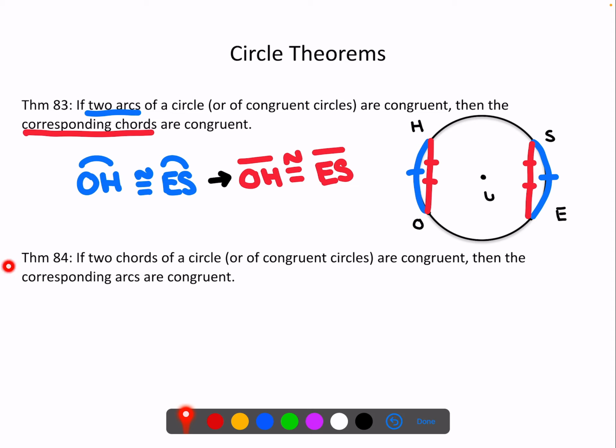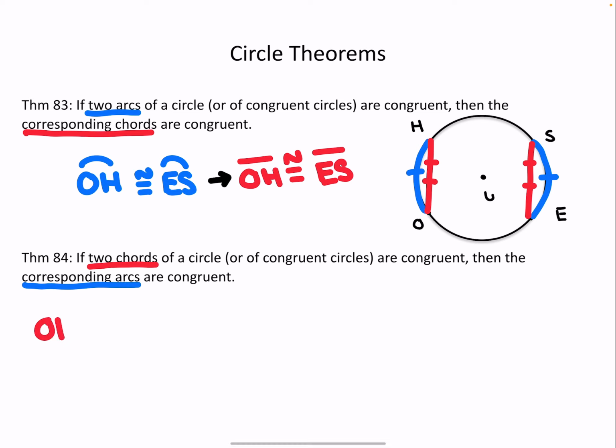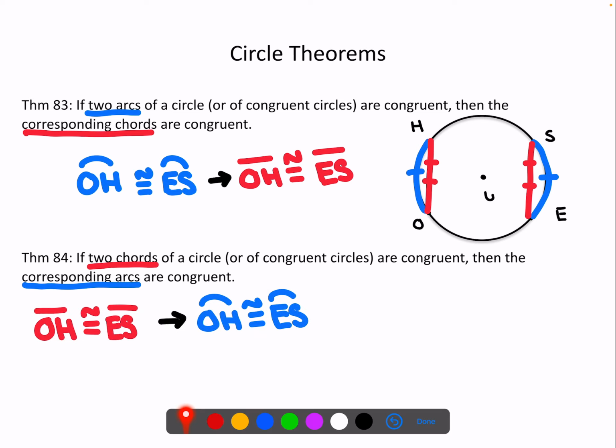Theorem 84 is just the converse. Converse would be if the chords are congruent, then the intercepted arcs are congruent. So again, it's just the converse of it. It's saying that if OH is congruent to ES, then arc OH is congruent to arc ES. All right, let's go ahead and tie all these theorems together because they're all pretty much the same. They're all saying the same thing.